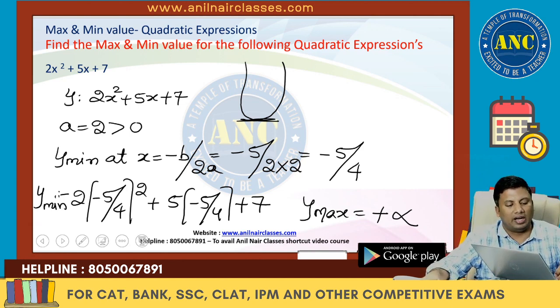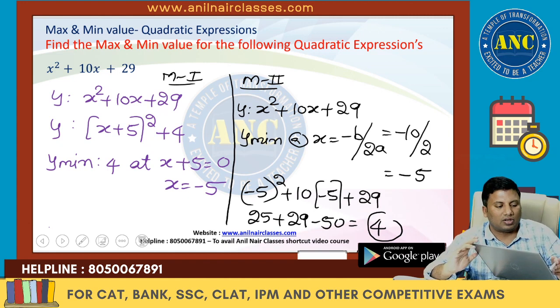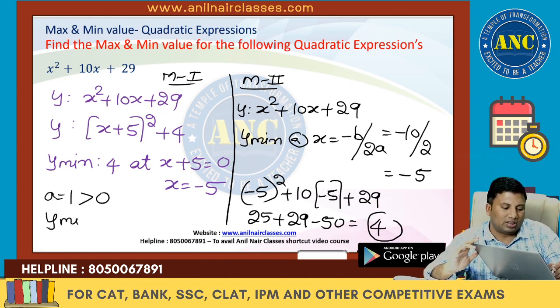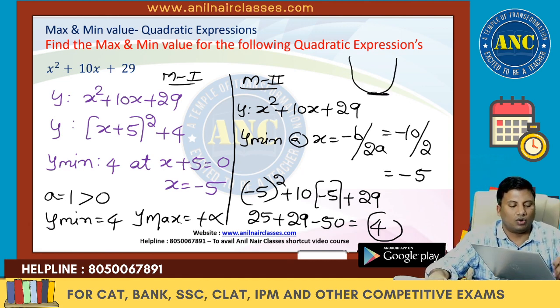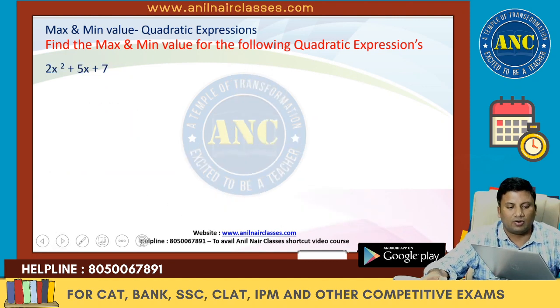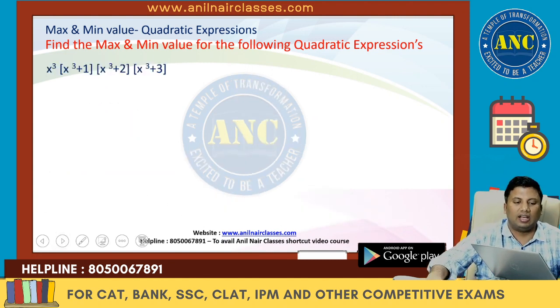I hope the idea is clear. Here also, a is 1, greater than 0. Y minimum is nothing but 4. Maximum is shooting up to plus infinite. The graph is going upwards because a is greater than 0. I hope the idea is clear.